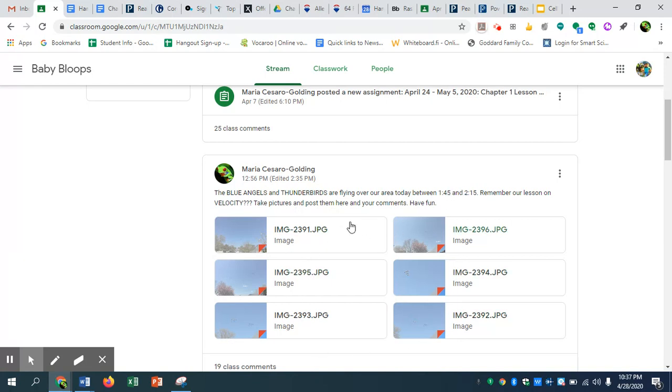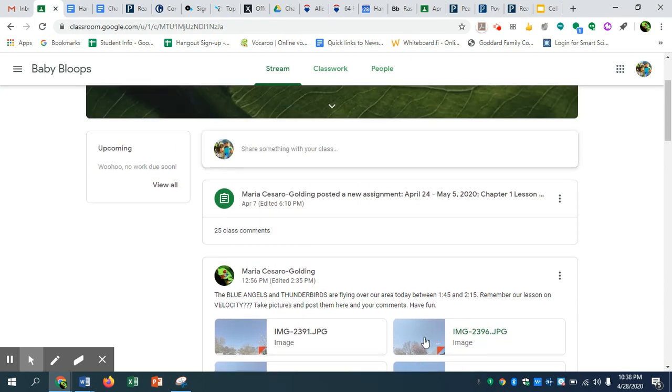I have some pictures that I took over here. It's really cool because we talked about the Blue Angels earlier in the semester when we talked about velocity. So they all have to know their speed in a given direction so they don't crash, and they did a great job. So anyway, you can check out those pictures if you want.